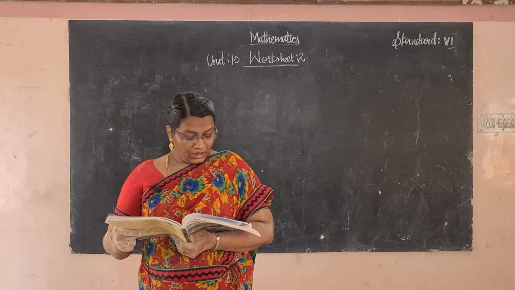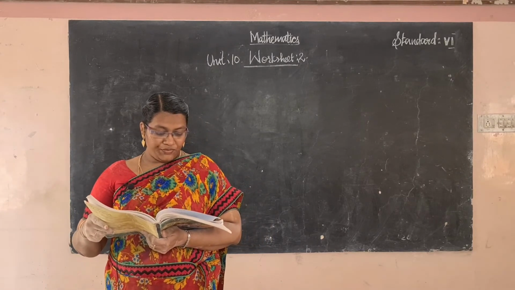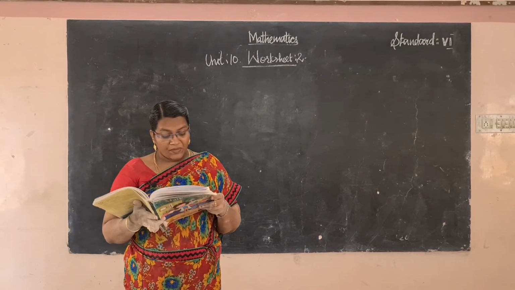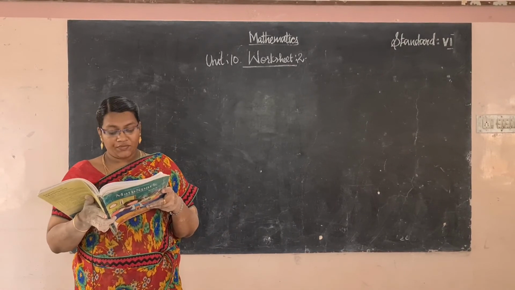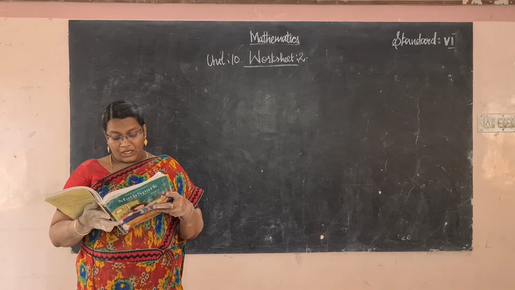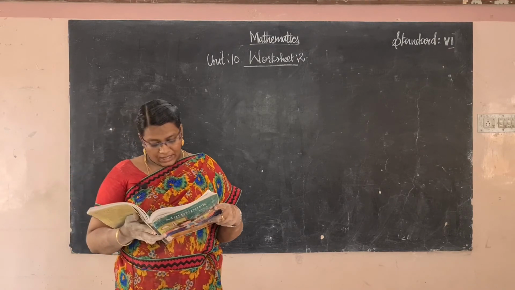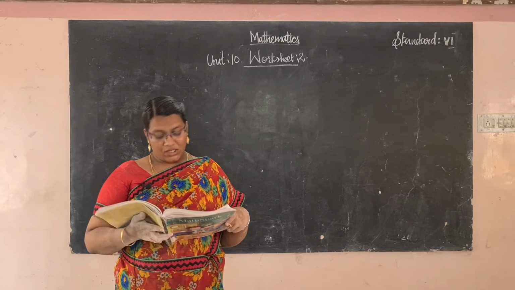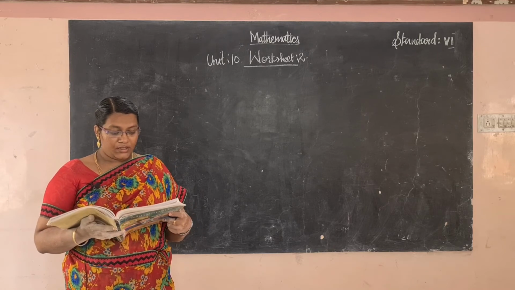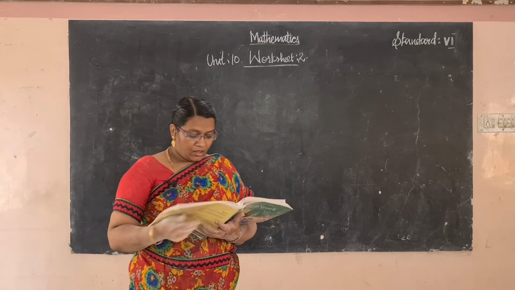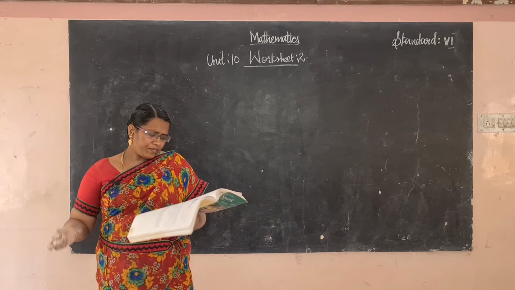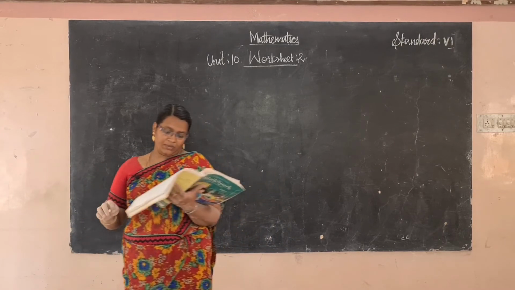Seventh problem. A carpenter makes 52 chairs in 39 days. If he works at the same pace, how many days will he take to make 36 chairs? Okay, so they are asking how many days it will take to make 36 chairs.